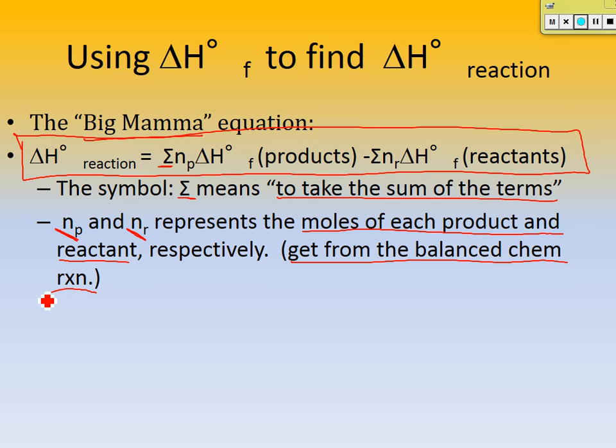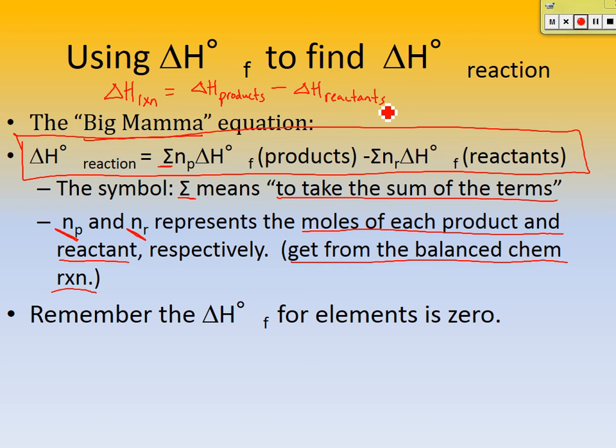So, I mean, you can see why it's called the Big Mama equation. There's a lot to it. But we're going to go through a couple of practice problems, and I think it will make sense. But I think it's kind of helpful to remember the general term. The delta H for the reaction is equal to the delta H of the products minus the delta H of the reactants. Okay, we're always going to list the products first, then minus off the reactants, and that's how you find delta H.